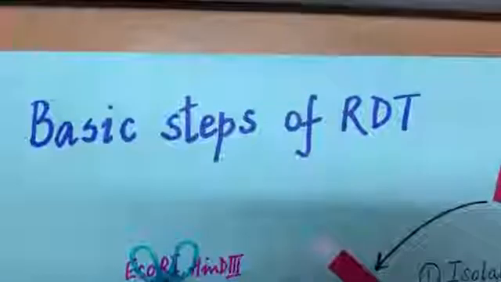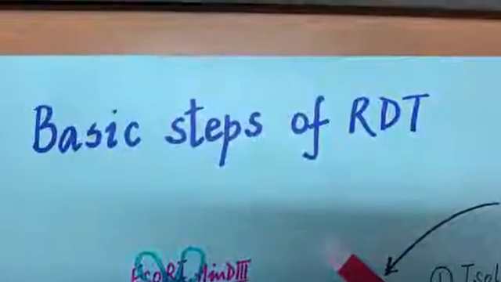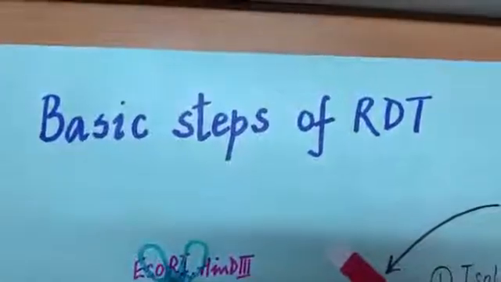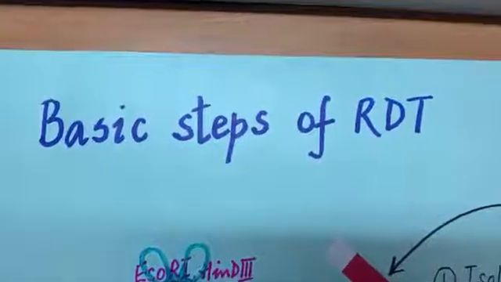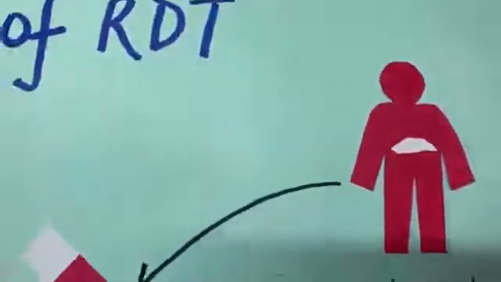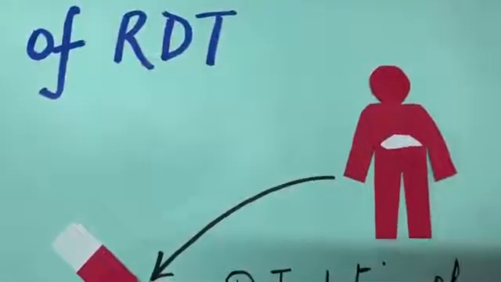Hello, let's understand the basic steps of recombinant DNA technology. Suppose you want to produce insulin on large scale, and insulin is produced by a pancreas in human beings. So we isolate a fragment from the pancreas which contains the insulin gene, which you can see here.